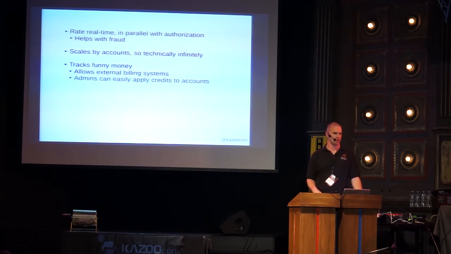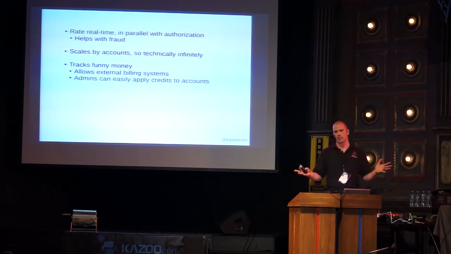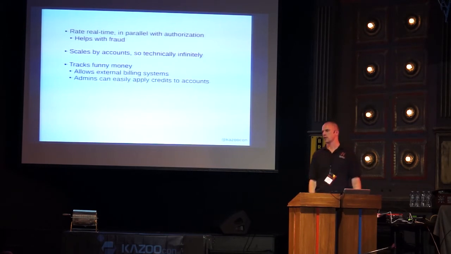Some of the reasons why we're happy with this approach: by doing the rating and authorization in real time, we can proactively combat fraud. Everything being done in parallel means we'll have warm and hot caches right away, which means we can more quickly determine whether this is a valid call or not. It does scale by the account, so as long as your database cluster can manage it, you should be able to add as many accounts as you need. We have clusters with hundreds of thousands of accounts, so we know that it at least can reach that threshold.